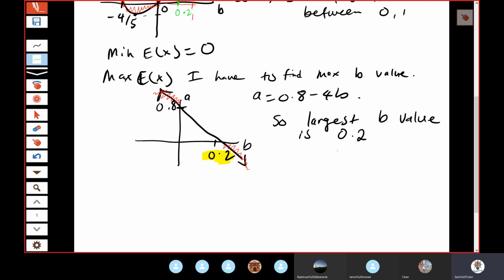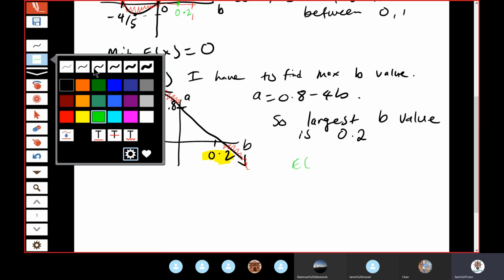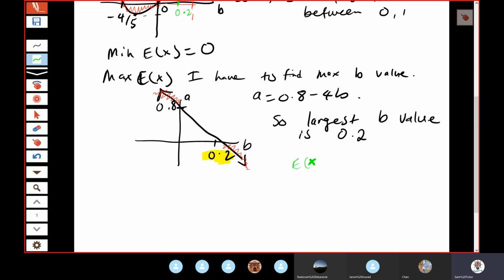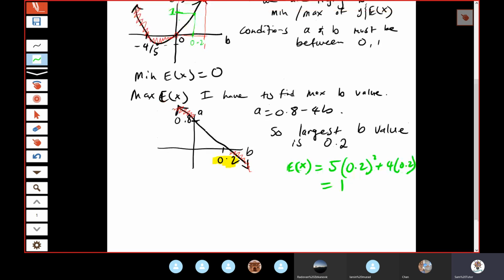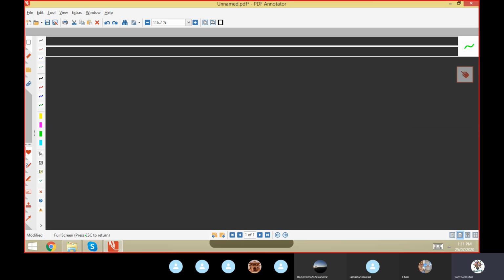So once you know what the largest value of b is, the expected value of x is equal to 5b squared plus 4b, which would equal 1. I'll pause it again.